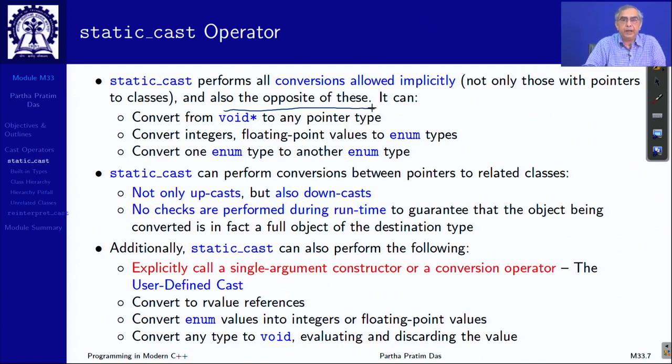It also allows us to do some of the opposite things. By implicit conversion you can convert any pointer type to void star, but certainly you cannot convert void star to a pointer type, which you can do by static cast in case you really need to reassign a type to a pointer. You can convert integer and floating point values to enum types, you can convert one enum type to another enum type and so on. You have to be very careful always, because when you are doing these things you must know what you really mean and what you are really doing.